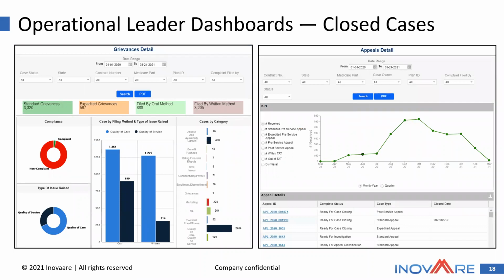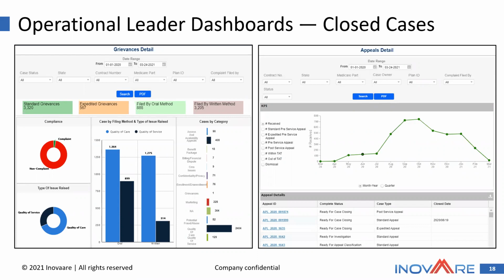Yeah. So in the grievance detail here, this gives you a little bit more on the quality of care versus quality of service comparison. You can see in the middle there at the bottom all the oral and written cases, how they came in, but you can also see a breakdown of the amount of quality of care versus quality of service cases. And then on the right side in the corner there, you can see all the categorization. Again, that could be very helpful for trending purposes.